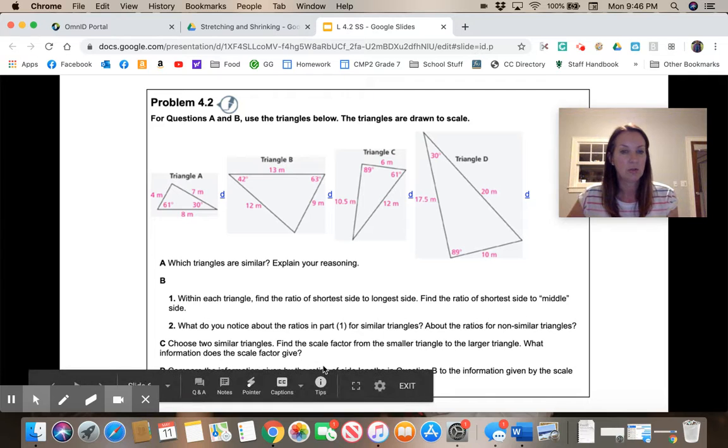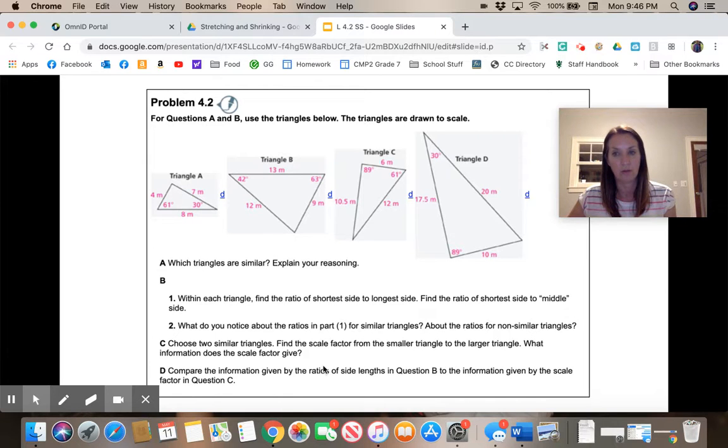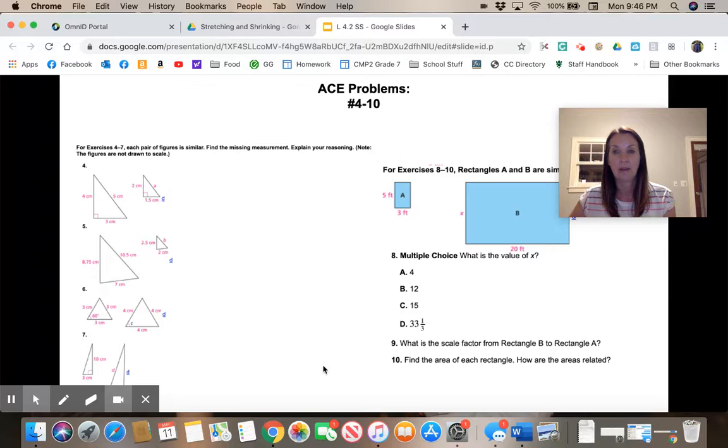C says choose two similar triangles. Find the scale factor from the smaller to the larger. What information does that give you? In question D, compare the information given by the ratio of the side lengths in B to the information given by the scale factor in C. So that question is just like yesterday's question, where they were asking about the scale factor versus the ratio. And that is your classwork.